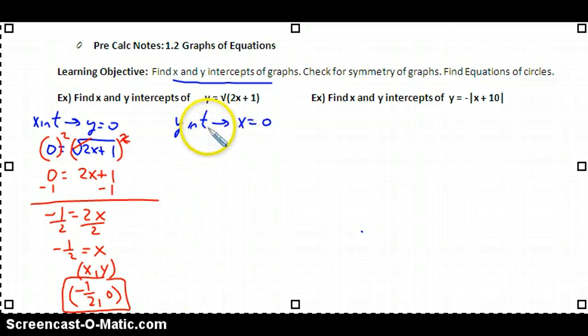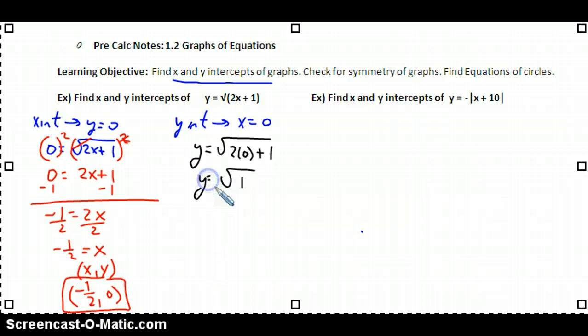Now finding the y-intercept, I'm going to replace the x value with 0 and solve. So if I rewrite this equation with a 0 for the x, it's going to look like that. And now all I have to do is solve underneath the radical here. So square root of 2 times 0 is 0. 0 plus 1 is 1. So I'd end up getting y to be equal to square root of 1, which is 1. And therefore, I would find my answer as a coordinate point would be 0, 1.